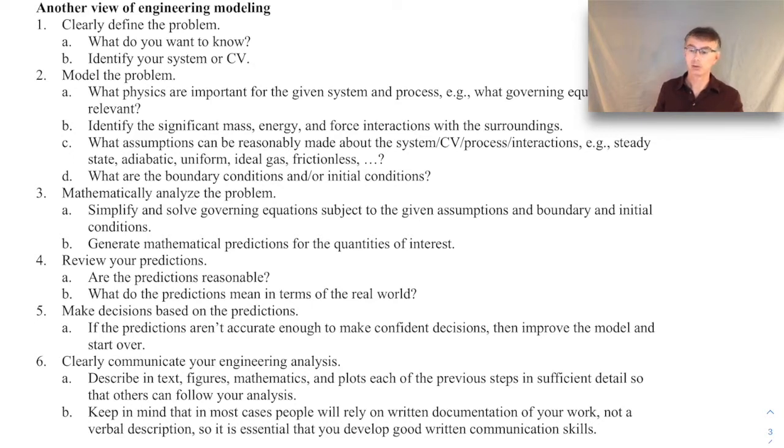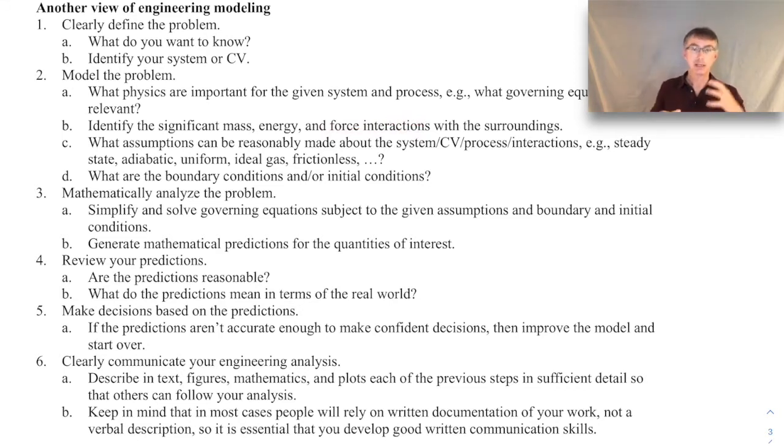For example, if we were interested in looking at how much energy we need to boil a certain amount of water, we don't need Newton's second law for that. That physics is not important for that particular problem. The first law of thermodynamics would be important for that problem. Okay, so that's what I mean by identifying the important physics. Part B here is identify the significant mass, energy, and force interactions with the surroundings. So this is where your energy flow diagram comes into play again, as well as potentially a free body diagram if those physics are important.